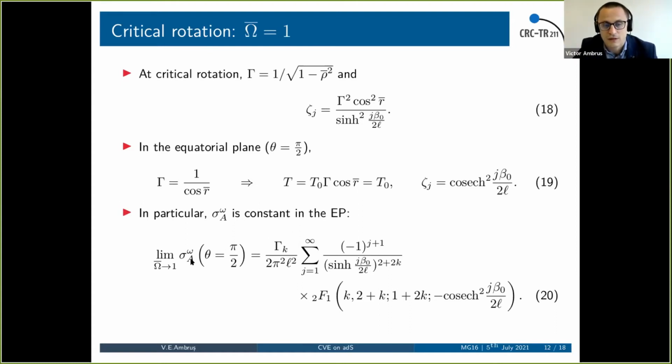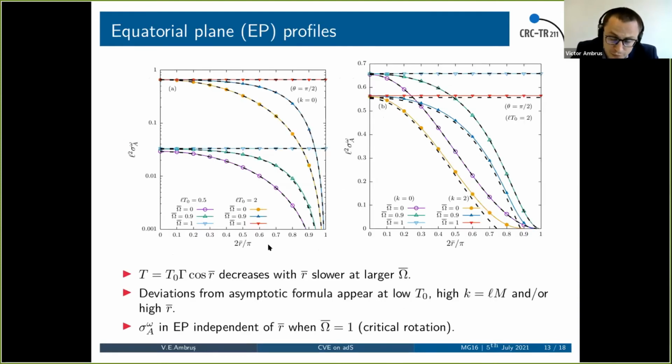And in particular, substituting this limit into the axial vortical conductivity, we end up with an expression which is independent of R. So this is for any mass. This is the temperature here, but there is no coordinate. Now I'll show you some numerical results.